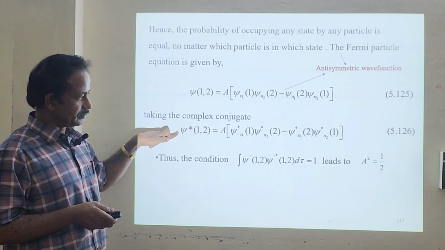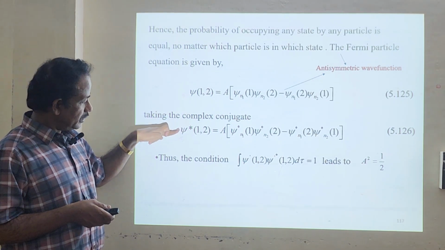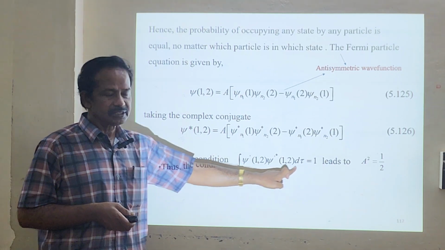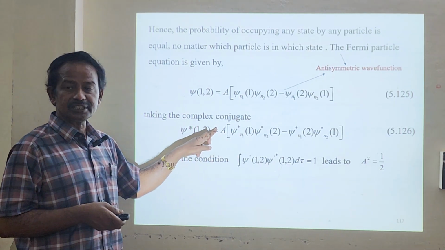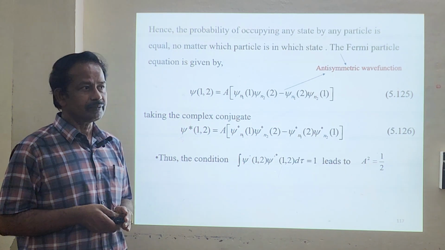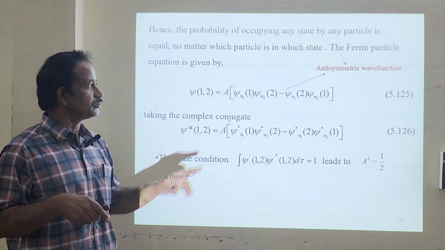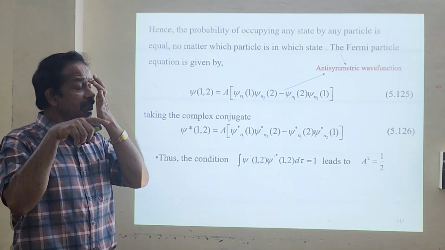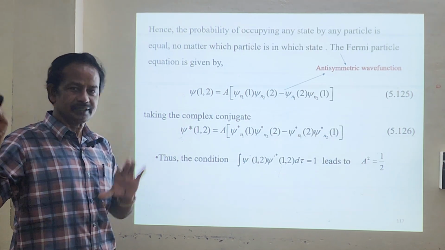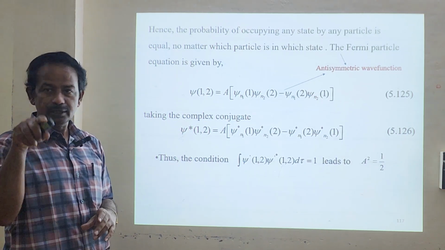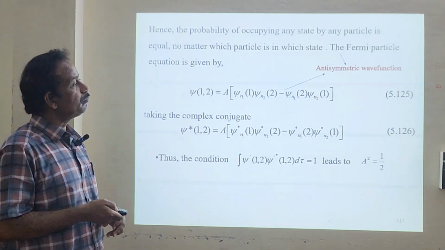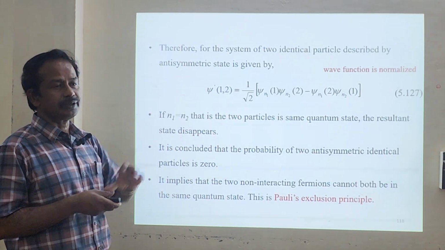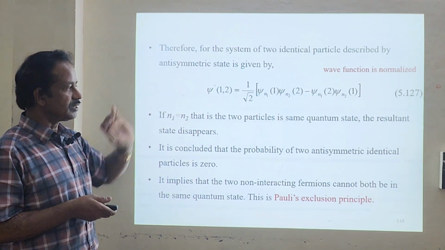Just take the complex conjugate and apply the normalization condition. The normalization condition leads to 1, and of course your normalization constant a squared equals 1 by 2. So a equals 1 by root 2 because two particles are there. Correct? Two particles are there. The formula is n equals root of 1 squared plus 1 squared, the same formula. So that will give you 1 by root 2, and your a squared will be 1 by 2. So with the normalization condition, that gives the constant as 1 by root 2. Okay, now the wave function is normalized.